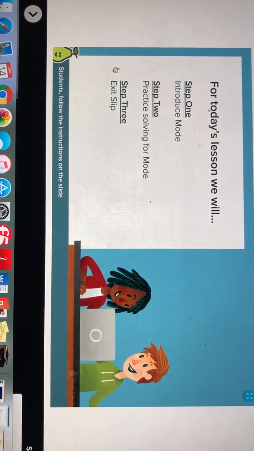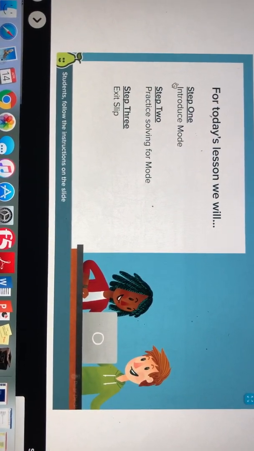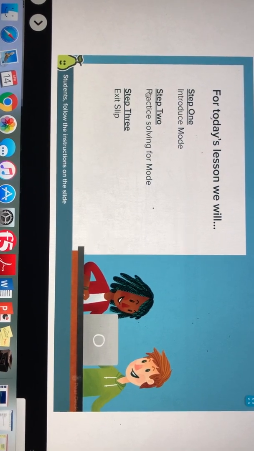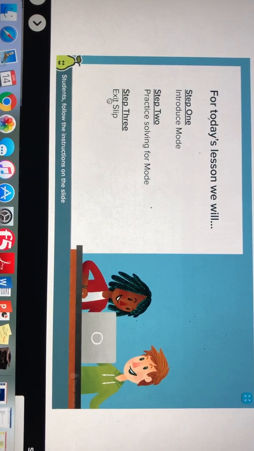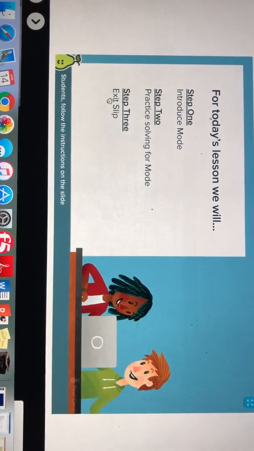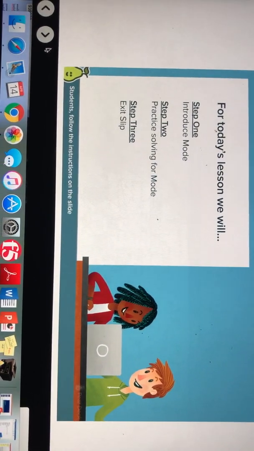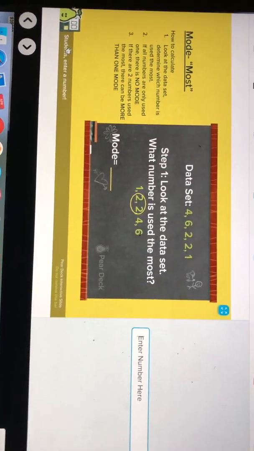For today's lesson, we are first going to introduce mode. Then we're going to practice solving for mode, and then we will do an exit slip together before you complete assignment number 4 independently by yourself and turn it in.